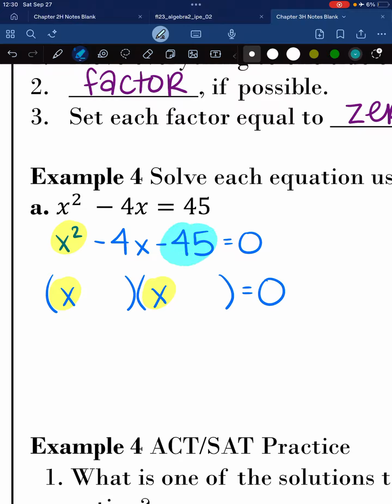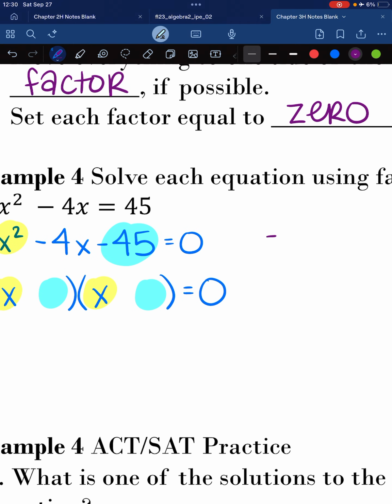Okay, and then -45. And remember, I just need to think of factors of -45 that are going to subtract to 4. So 1 and 45 doesn't work, 2 doesn't go into 45, 3 and 15. 4 doesn't go into 45, 5 and 9, looks like I found it.